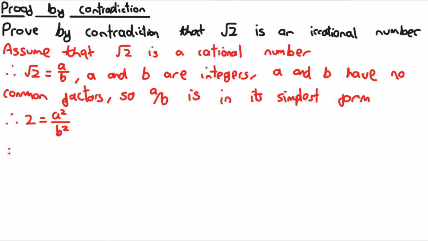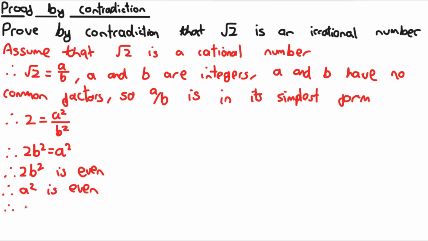And then let's times both sides by b squared to get rid of the denominator. So 2b squared is equal to a squared. So therefore 2b squared is even, which makes sense because we're timesing it by 2, and any number that is multiplied by 2 will automatically become even because 2 is going to be a factor. And as 2b squared is equal to a squared, therefore a squared is also even. So therefore a is even, because any number that is squared and even, its square root is also going to be even. That's the case for all square numbers.